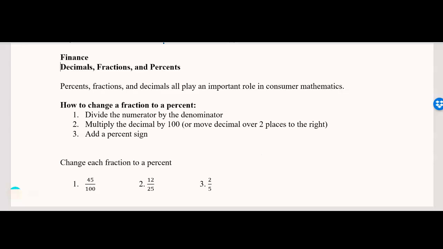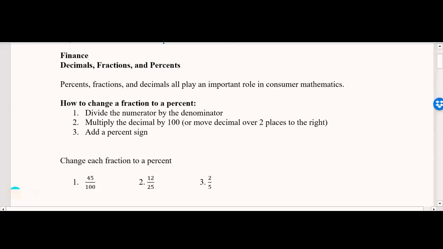First thing we're going to look at, and again, some of this is supposed to be review, but we're going to work on how to change a fraction to a percent. And when we're doing this, what we want to do is divide the numerator by the denominator, and then you have two options. You can multiply that answer by 100 or move the decimal over 2 places to the right. You're doing the same thing with either one, but I have students that sometimes prefer to just always multiply by 100, and others that say, oh, I just know I have to move the decimal 2 places to the right. And then we add our percent sign.